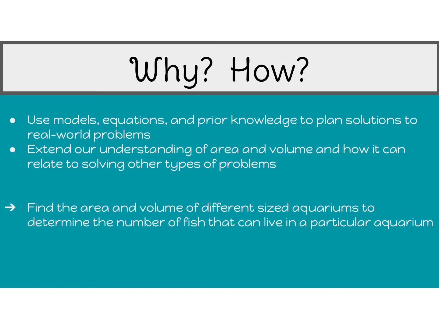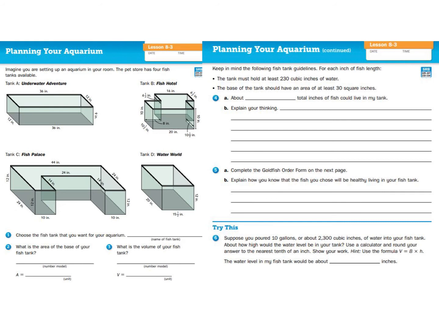We also need to be able to extend our understanding of area and volume and how it can relate to solving other types of problems. How we're going to go about that today is we're going to find the area and volume of different sized aquariums to determine the number of fish that can live in a particular aquarium. So today you're going to use what you know about length, area, and volume to plan your aquarium.